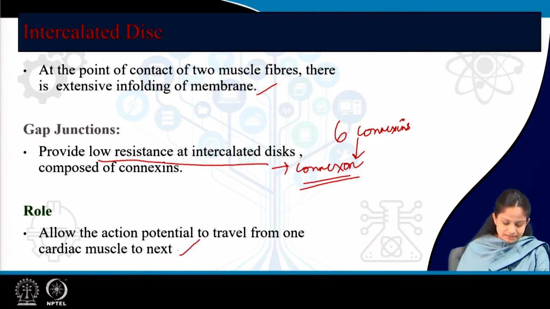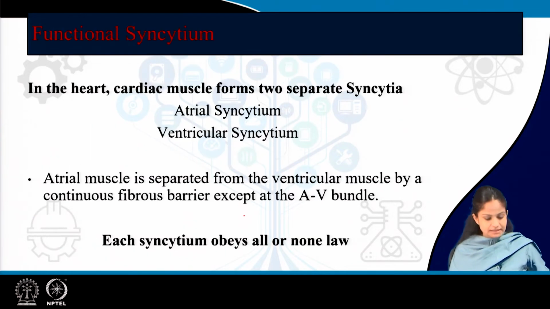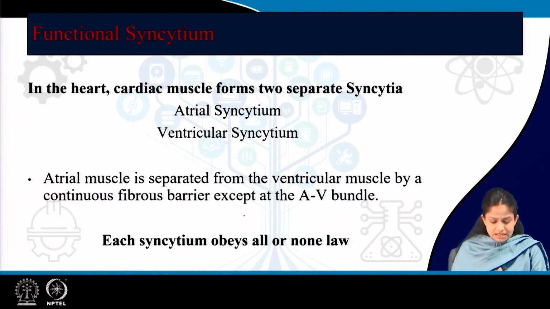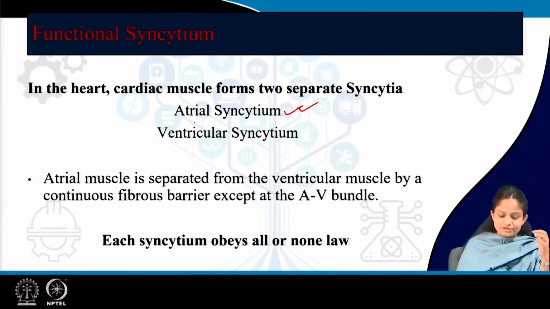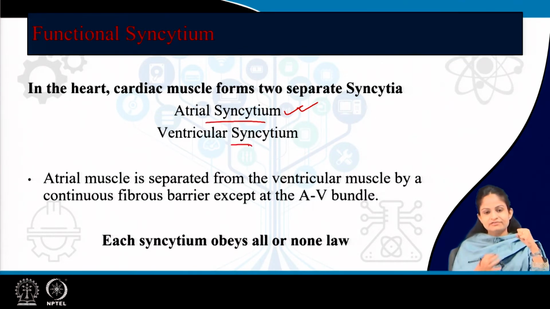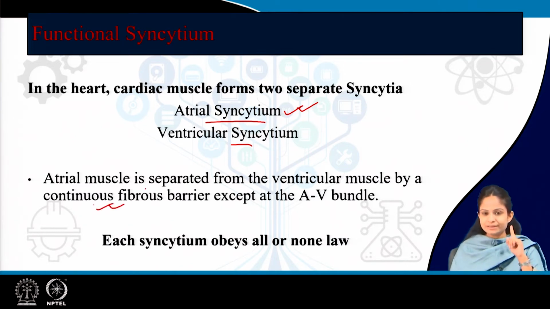So, this allows the action potential to travel from one cardiac muscle to the other cardiac muscle. As a whole, the cardiac muscle forms two separate syncytia. One is the atria, the other is the ventricles. The atrial syncytium and the ventricular syncytium are generally separated by a continuous fibrous band, except at one place, that is the AV bundle or atrioventricular bundle.